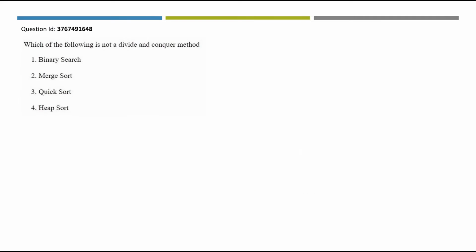Next question, which of the following is not a divide and conquer method? So this is also one of the previous year questions. Sometimes the previous year question can have which is a method and sometimes it can be taken as which is not a method. So once you understand what are the applications of divide and conquer method, you should be able to answer which applications are not following this particular method.